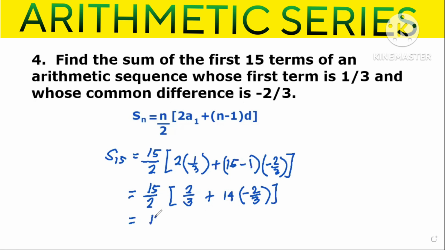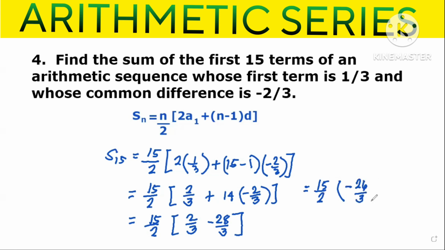So we have 15 over 2, 2/3. 14 times negative 2 is negative 28 over 3. So since we have common denominator, hindi natin kailangan mag-LCD. So we have 15 over 2. 2/3 minus 28 over 3 is negative 26 over 3. So subtract lang ang numerator, no? Now, do not multiply, no?